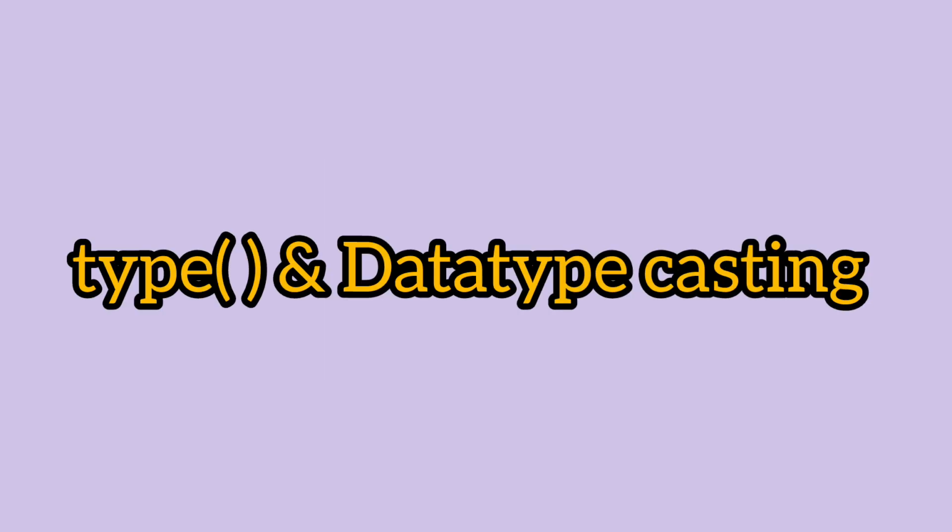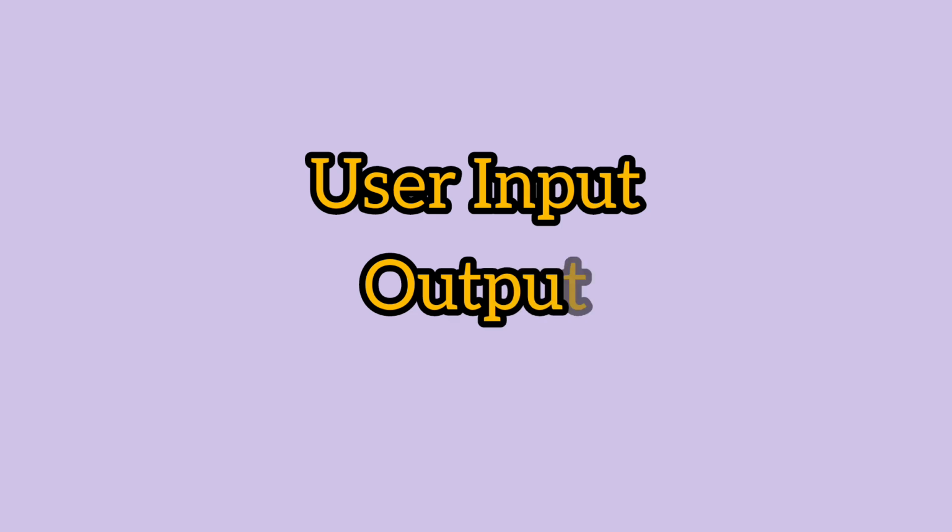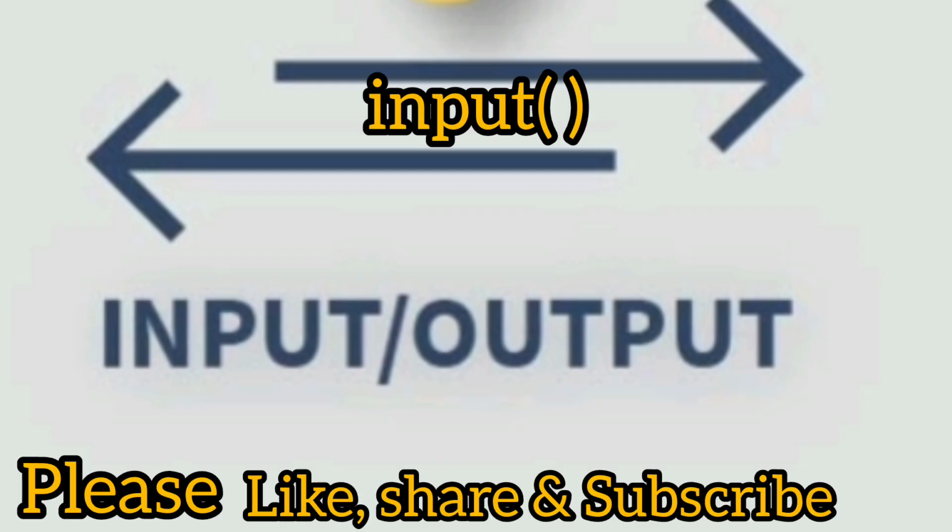In the previous lecture, we discussed the type function and data type casting in Python. Today we will see how to provide user input and output in Python. So let's get started. The input function is used to take user input from the console. It reads a line from input, converts it to a string, and returns that.